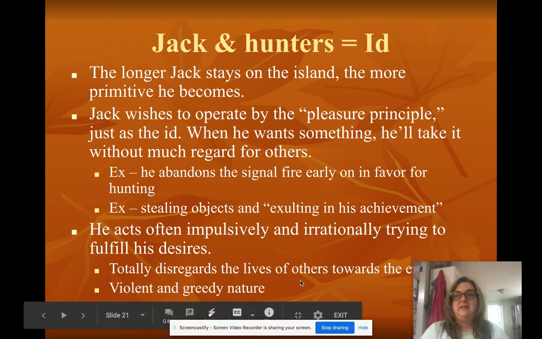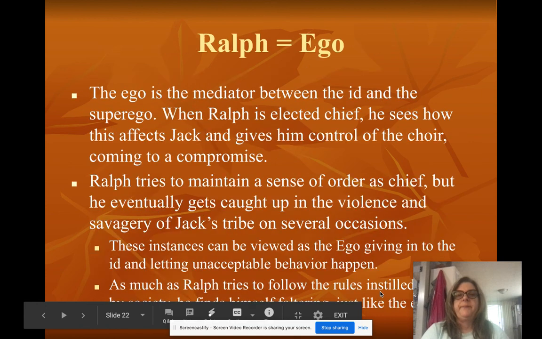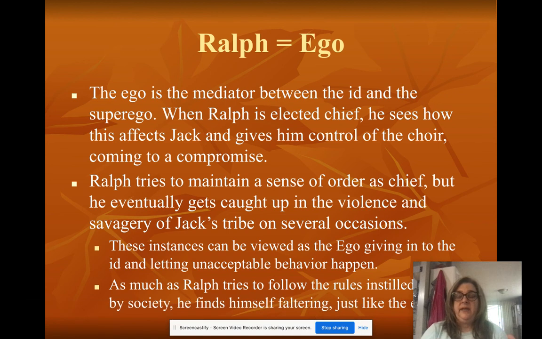He's violent and he's very greedy. It's all about what he wants, and all the other boys are afraid of him. Ralph is the ego. In the beginning, he tries to moderate the superego and the id, which is Jack. And of course, the superego is Piggy or Simon or a combination thereof. And I'll talk about that in just a minute.